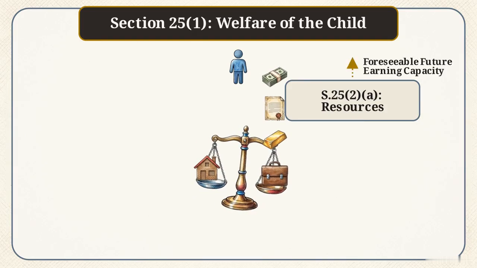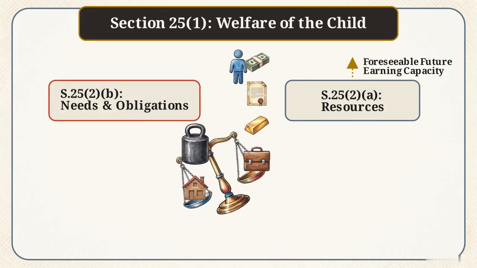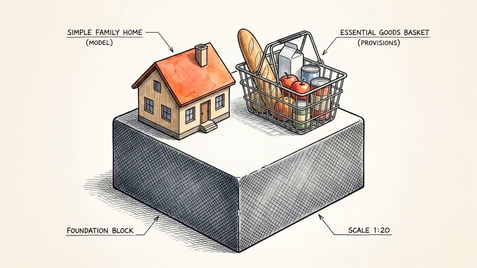Next, the court evaluates Factor A, a mandatory assessment of all income, earning capacity, property, and other financial resources. Crucially, this assessment extends beyond current holdings to include foreseeable future resources, like expected increases in earning capacity. Measured directly against those resources is Factor B, the financial needs, obligations, and responsibilities of each party. In standard asset cases, needs breaks down into 2 primary components: securing primary housing and maintaining basic daily sustenance.